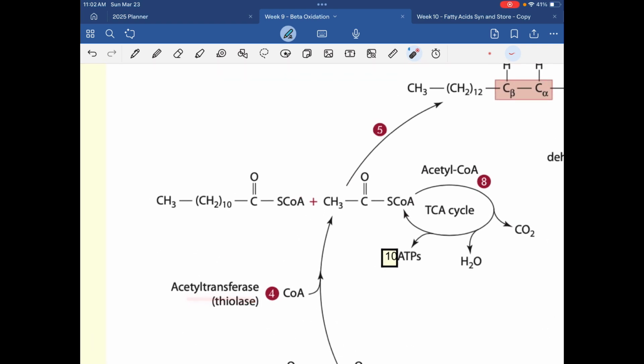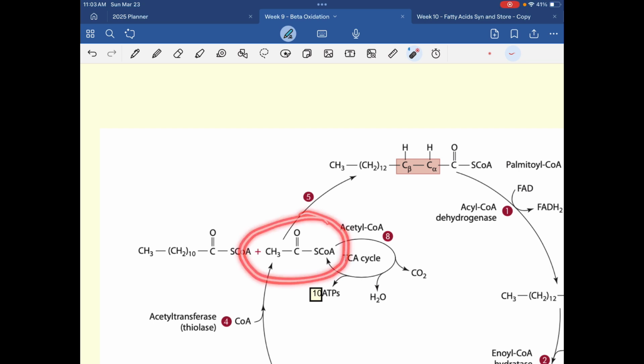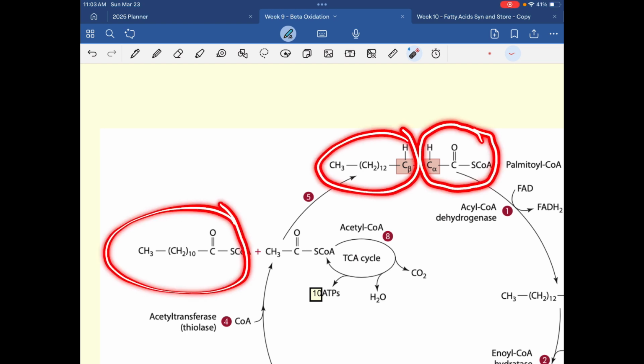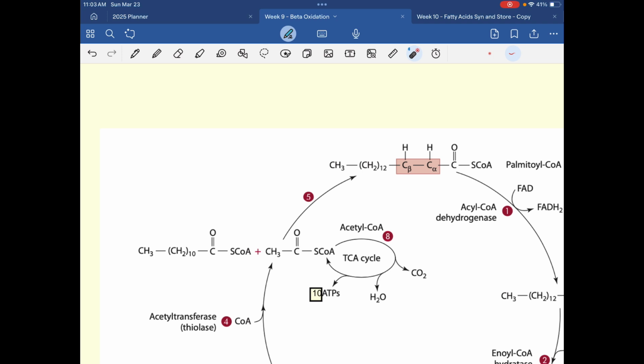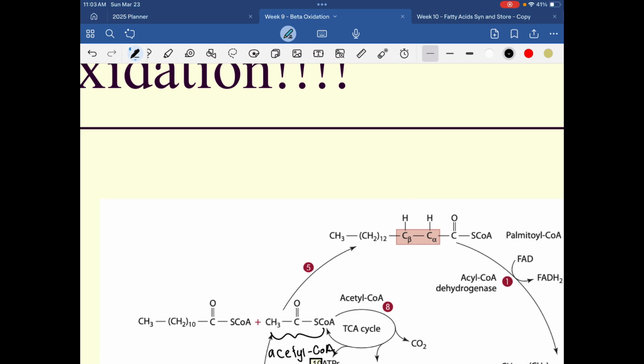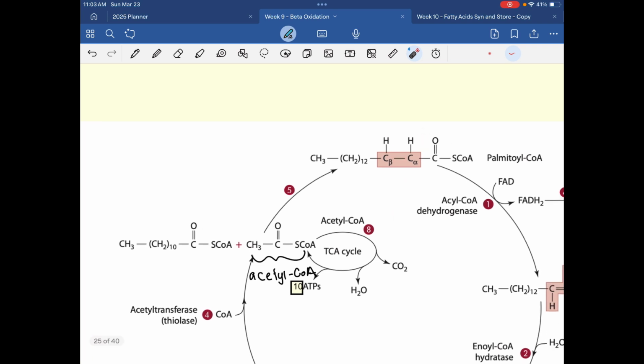Next, we're going to have an acyltransferase, or you can call that a thiolase, and it's going to use another CoA, or a coenzyme A, to break the bond between the alpha and beta carbon. So what we're seeing here, this came from this, and this came from that, and we stuck that on the end of it. So this right here is acetyl-CoA. That is our first of many acetyl-CoA we can pull off of this fatty acid. So acetyl-CoAs have 2 carbons. I just broke off 2 carbons from my starting molecule.